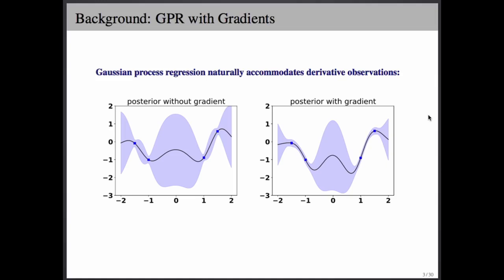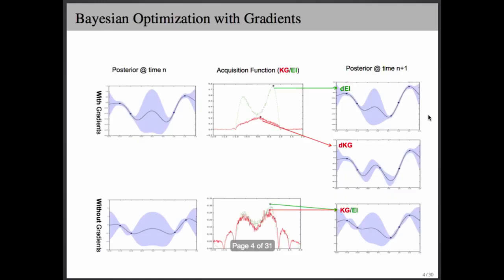So Gaussian processes are often used to model our objective function in Bayesian optimization. And fortunately, Gaussian process regression can naturally accommodate derivative observations. In the figure on the left, I have a Gaussian process distribution over our objective, which has been observed at 4 locations given by the blue dots. The predictive mean of the GP is given by the black curve, and the predictive uncertainty is given by the shade. In the figure on the right, we've also conditioned on derivative observations, and we can see that this distribution over our objective has been significantly updated.